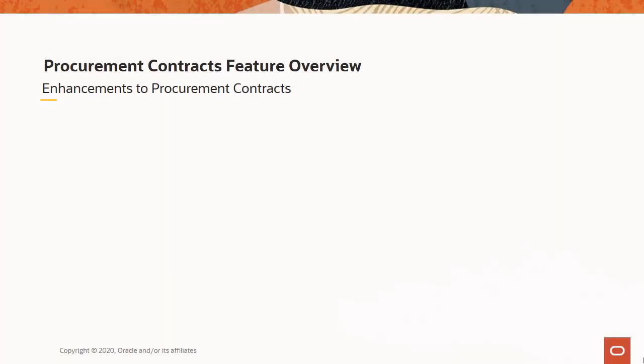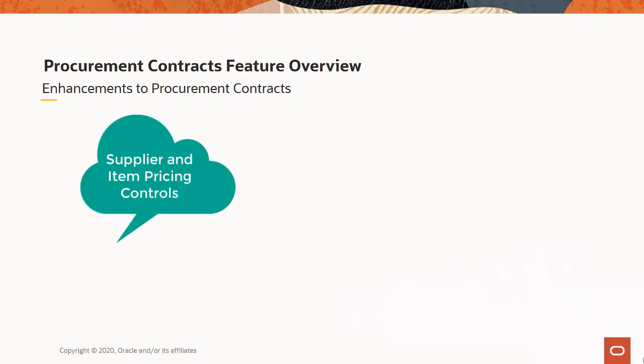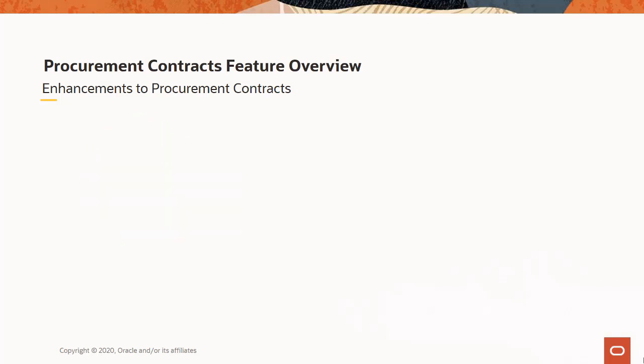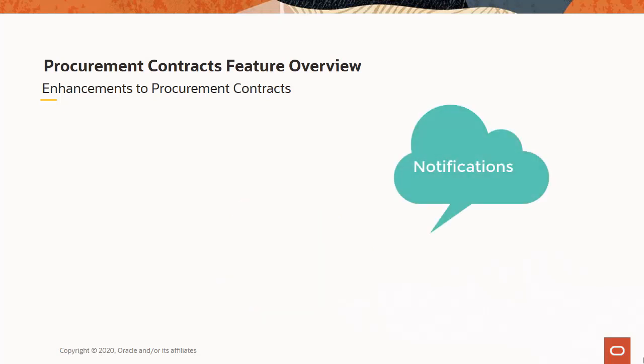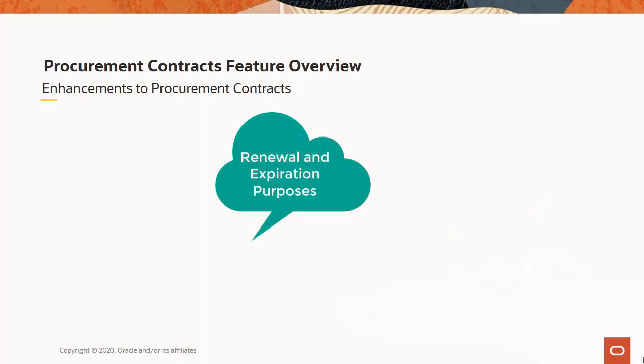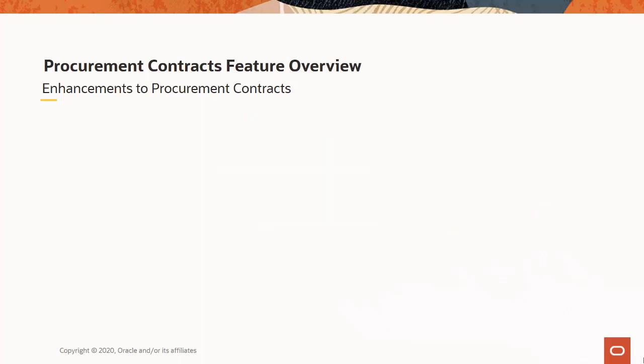Procurement contracts provides a wide range of functionality to ensure compliance through the establishment of supplier and item pricing controls. Using procurement contracts can prevent overspending and provides notifications to alert users based on configurable spend thresholds and dates used for contract renewal and expiration purposes. In Update Image 30, we introduced 5 fundamental enhancements to procurement contracts.